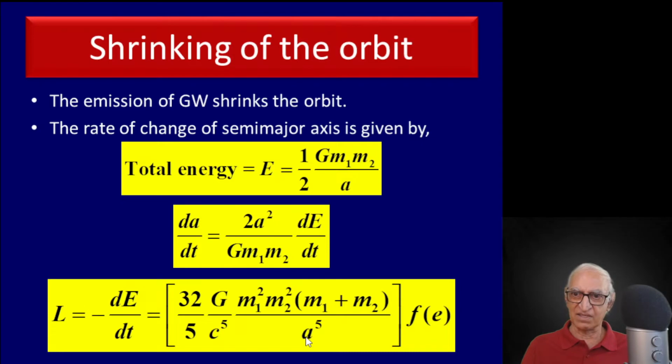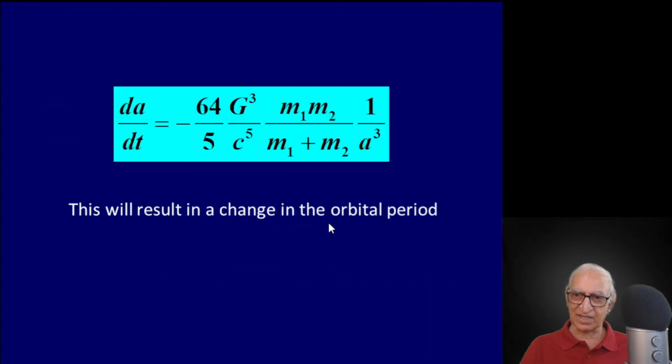So I substitute this formula into that formula, and I get dA/dt is proportional to 1 over a cubed, where a is the semi-major axis of the ellipse. Therefore, as the semi-major axis shrinks, from Kepler's laws, its orbital period will change.